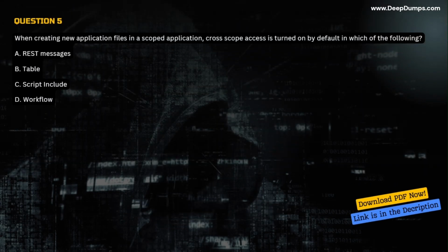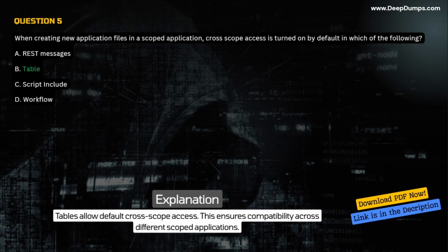Question 5. When creating new application files in a scoped application, cross-scope access is turned on by default in which of the following? A. REST messages. B. Table. C. Script include. D. Workflow. Correct answer B. Table. Explanation. Tables allow default cross-scope access. This ensures compatibility across different scoped applications.